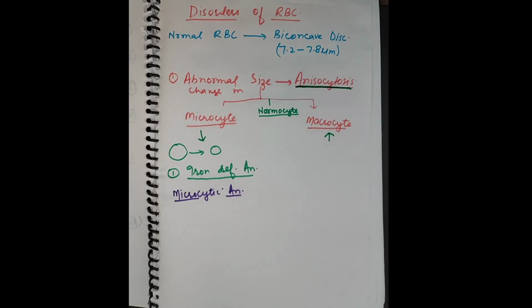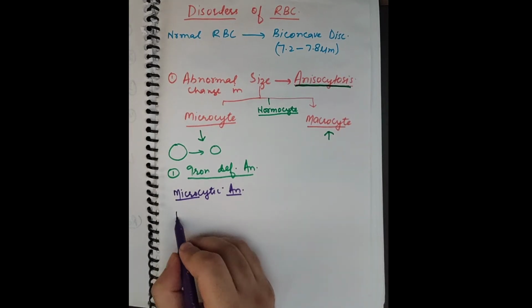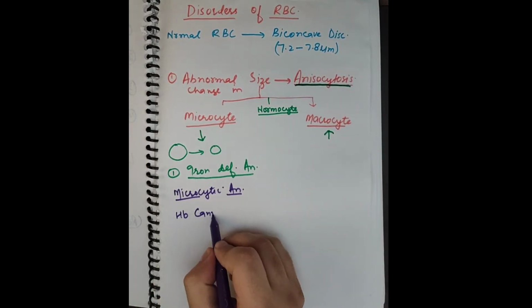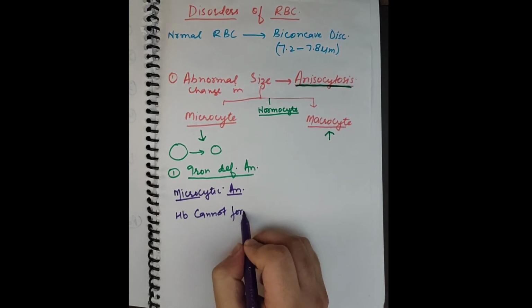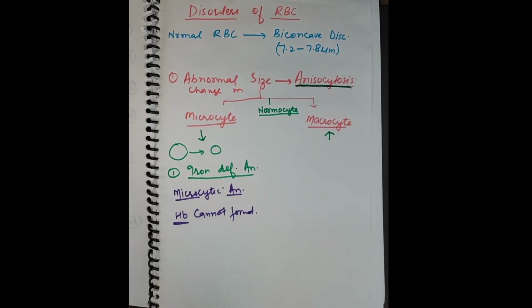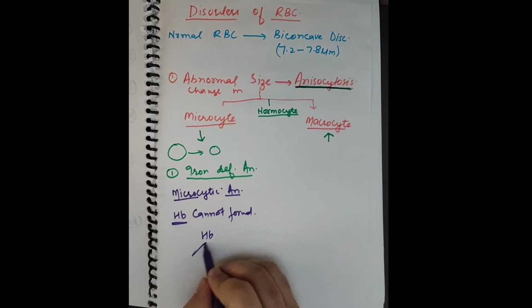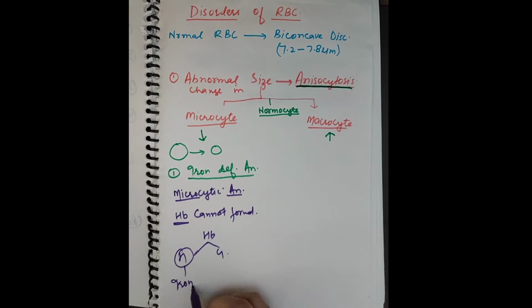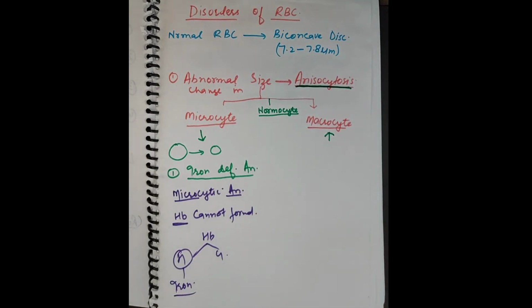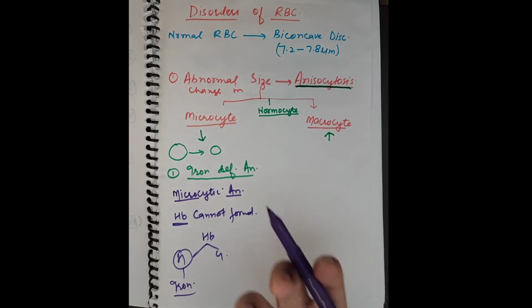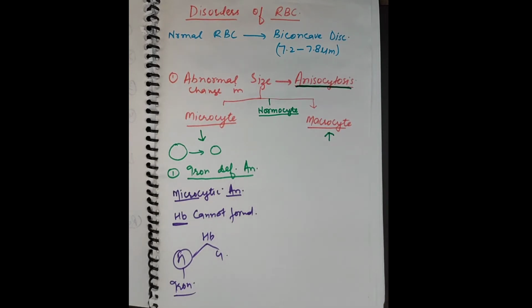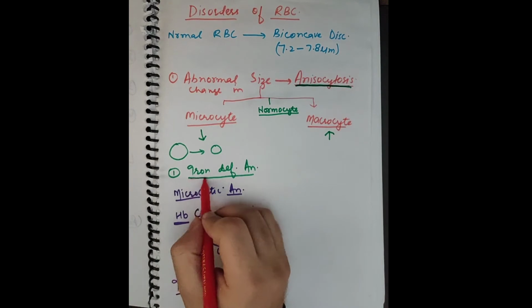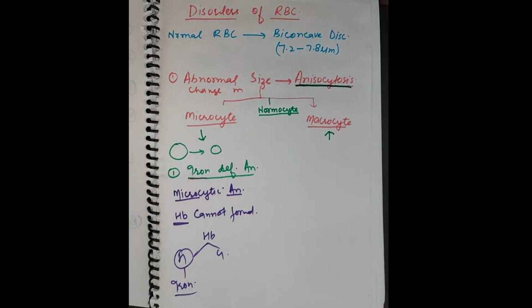Why is the size of RBC less? Because hemoglobin cannot be formed. Why can hemoglobin not be formed? Because hemoglobin is made of heme and globin, and heme contains iron. If iron is less, hemoglobin cannot be formed, which results in microcytic anemia. Microcytic means smaller size of the RBC, and to correct it, we need to supplement the iron. This is the most common cause of anemia in our country.